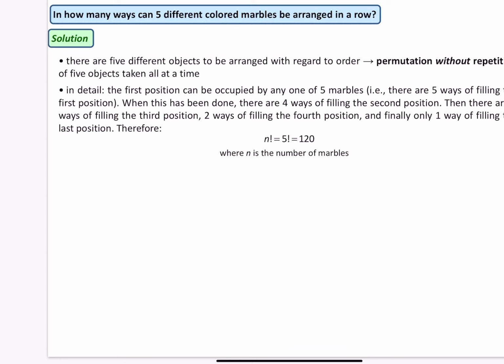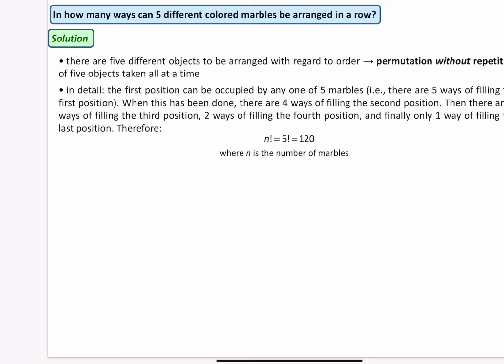Again, just to clear this question. Here we have 5 different objects that will be arranged with regard to the order. So it is permutation without repetition, of the 5 objects taken. The first position can be occupied by any one of the 5 marbles. The second position would be in 4 ways, the rest of the 4. The third position would be the 3, the second and the first, and so on.